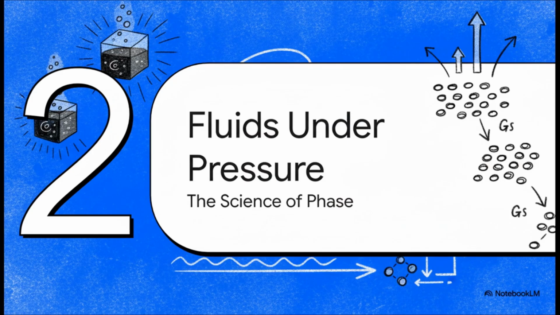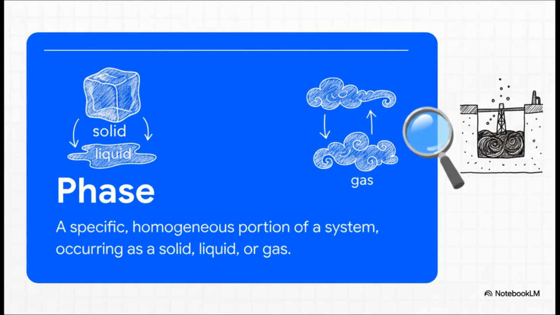It's basically the rulebook that explains how stuff changes from, say, a solid to a liquid to a gas. Phase is just a sciencey word for a state of matter. Solid, liquid, or gas. We see it all the time with water, right? Freeze it, you get ice. Boil it, you get steam. Simple. But for that complex cocktail of hydrocarbons that's sloshing around in a reservoir, it is not nearly that simple.